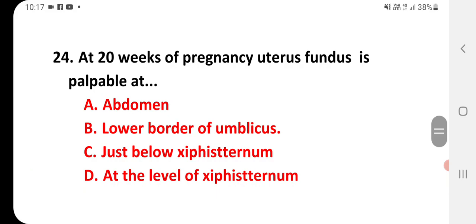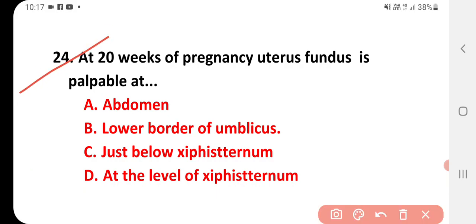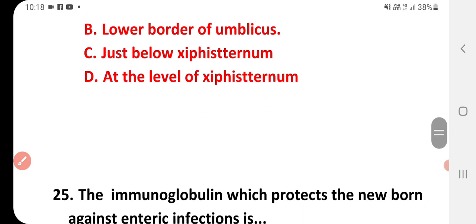Next, 24th, at 20 weeks of pregnancy, uterus fundus is palpable at abdomen, lower border of umbilicus, just below xiphisternum, at the level of xiphisternum. So at 20 weeks of pregnancy, uterus fundus is palpable at the lower border of umbilicus, option B.